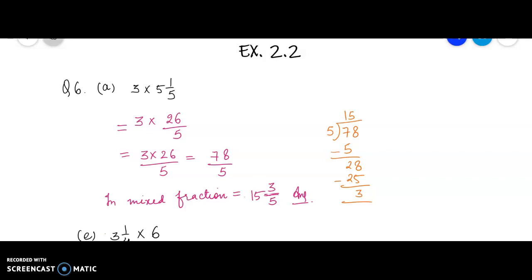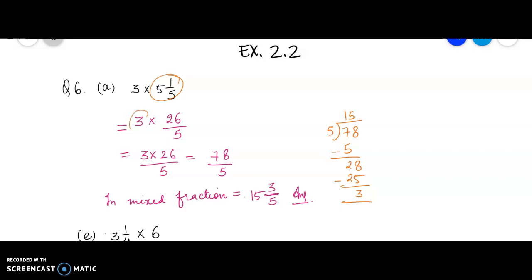Hello students, let's do question number 6 from exercise 2.2. It reads: multiply and express as a mixed fraction. So the first part is 3 multiplied by 5 1 upon 5. I'll convert this mixed fraction 5 1 upon 5 into a proper fraction.